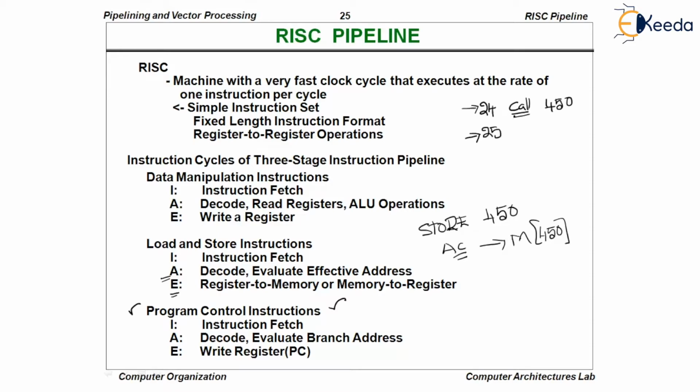But whenever we execute a branch instruction, this branch instruction will alter the sequence of the execution of the instructions. That is, rather than executing the next instruction, the control will be transferred to the branch location. Here, we are calling an instruction which is available at 450th location. Here, the control will get transferred to the 450th instruction rather than the very next instruction.